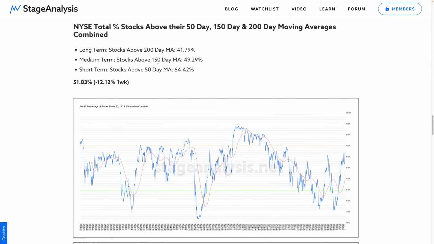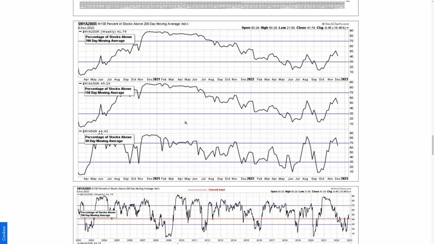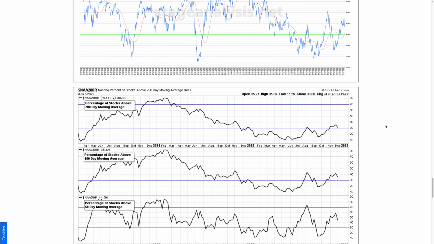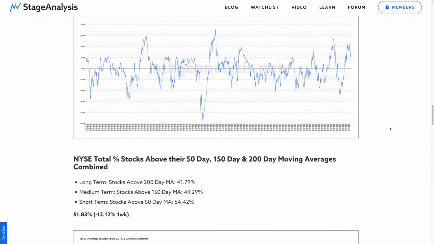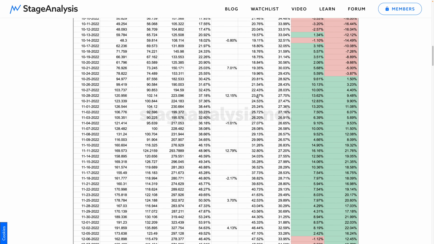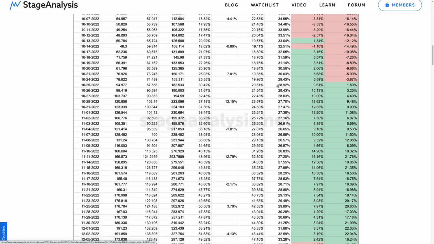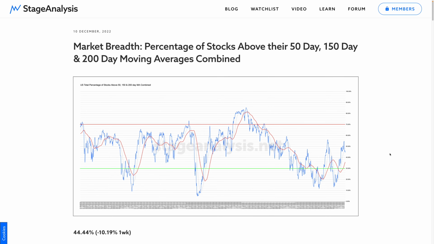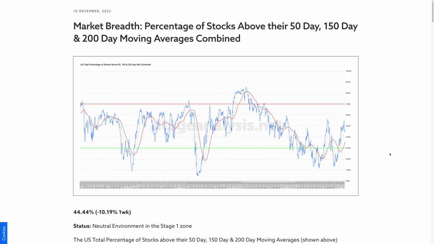So we've got the 200-day, the 150-day and the 50-day. I get the data from these charts in the NYSE and the same charts again from the NASDAQ, and we combine all of that data into a spreadsheet here, and then determine what the overall average is, and then plot it on this chart. For me, this is a really useful chart for both market timing and for strategy.